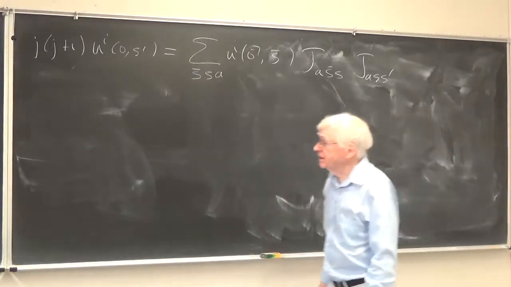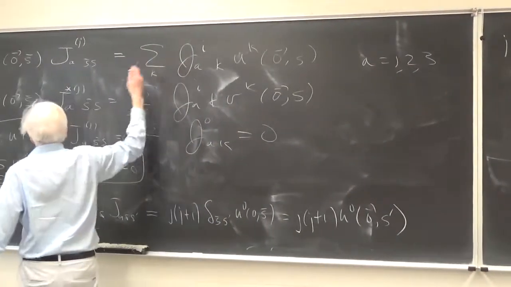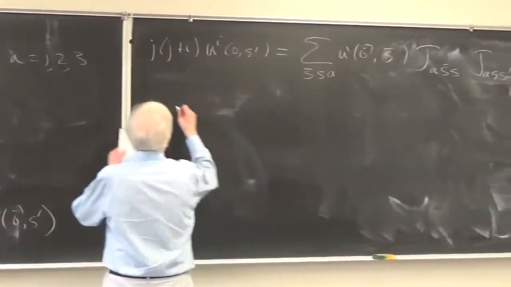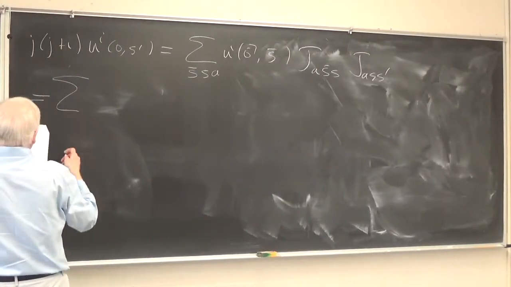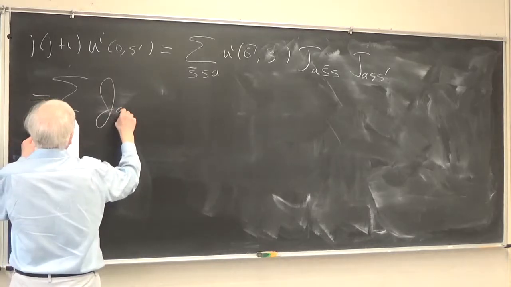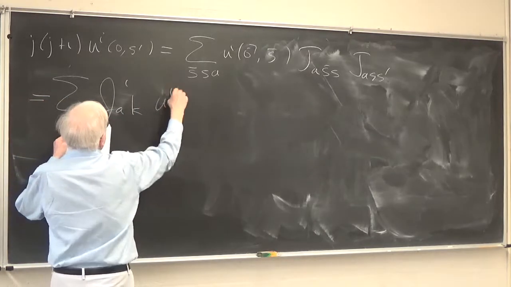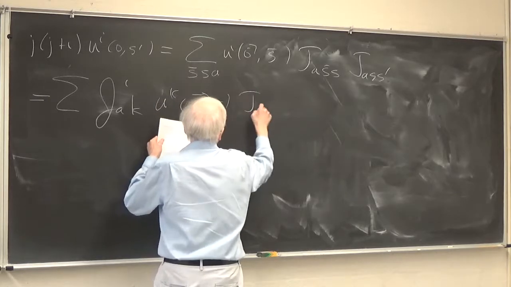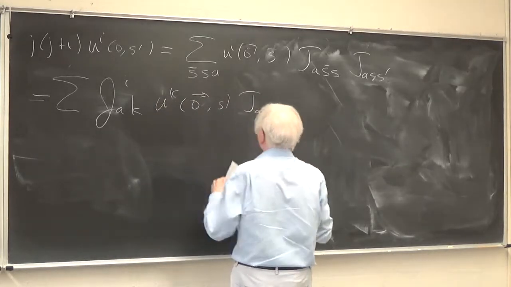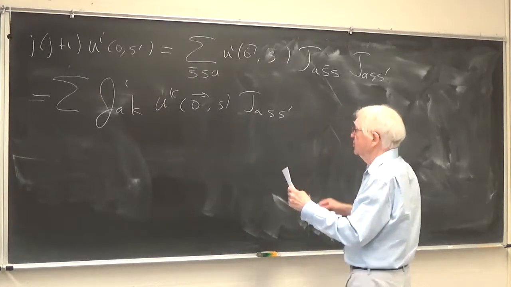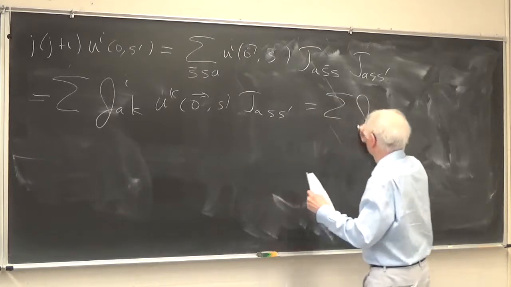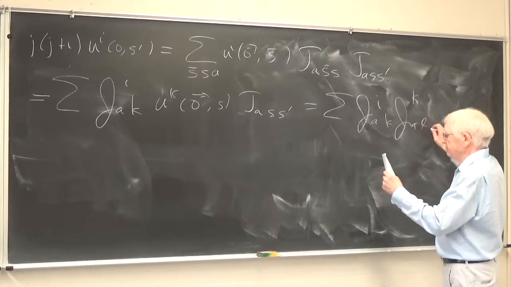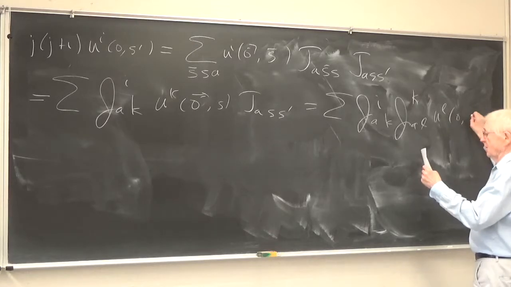On the other hand, we know over here by the rotation conditions that if you have a U times J, you get a script J, which is the Lorentz matrix. So this is actually equal to a sum of script J A I K U K 0 and S times J A S S prime. And now when this hits this again, you get a second Lorentz matrix, so you wind up with J A I K J A K L U L of 0 and S prime.